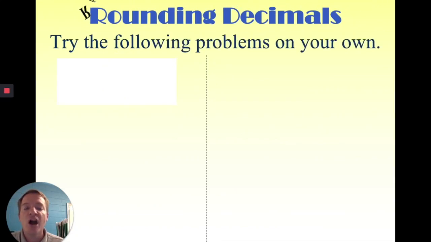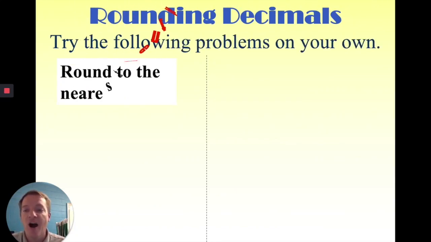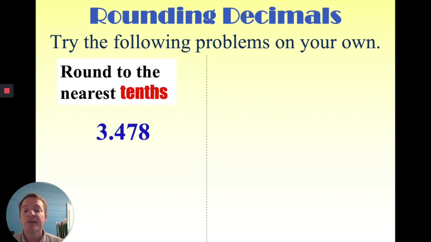Okay, we're going to work through the following problems on our own. We're rounding to the nearest tenth. So in this case, I have 3 and 478 thousandths. My tenth is the 4. When I go next door, I have 7. Is 7 greater than 5? It is. So 3 and 4 tenths is going to become 3 and 5 tenths.